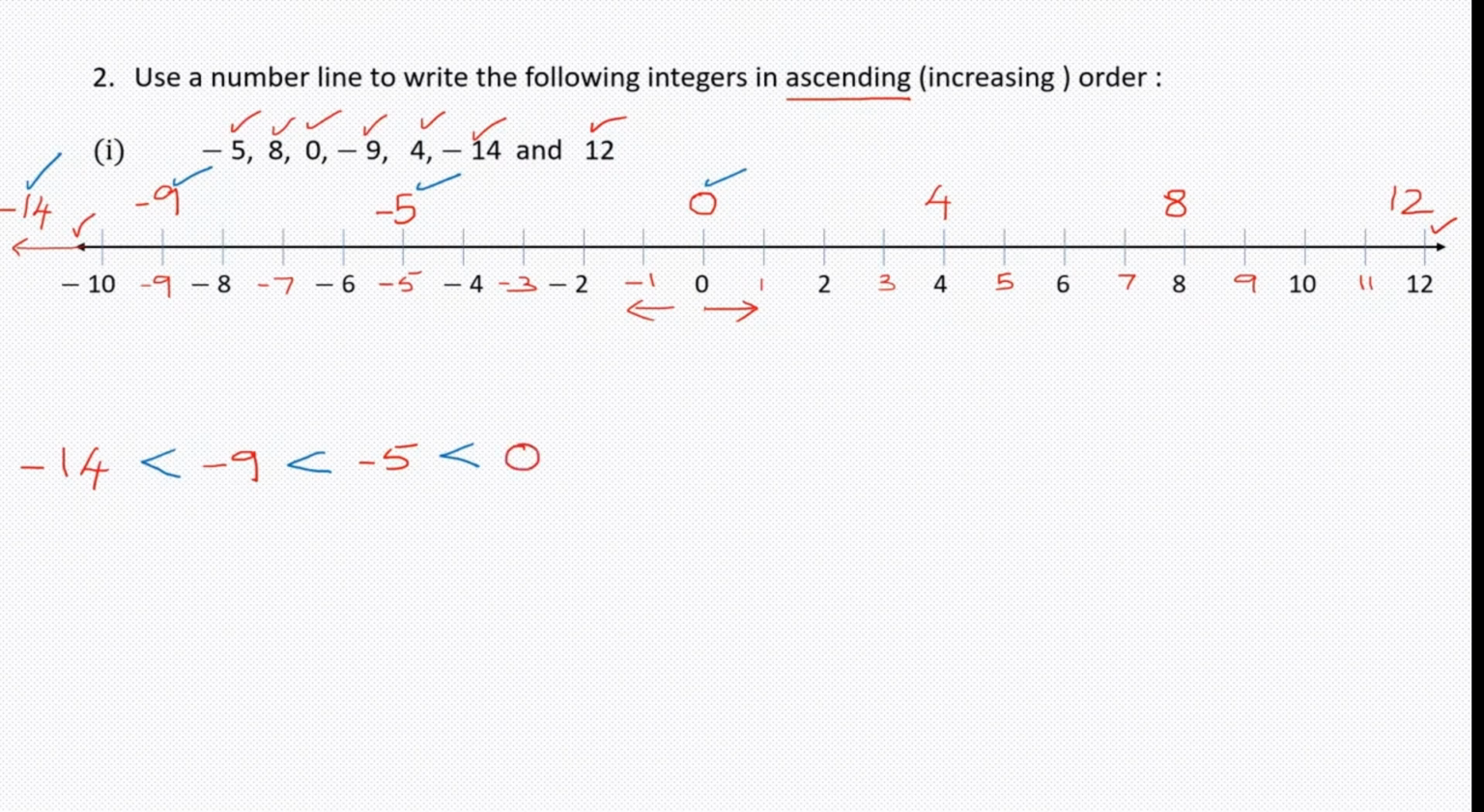And then the next one is 4. So 0 is smaller than 4. Go to the next one, 8. 4 is less than 8. Then I go to the last one, 12, and 8 is smaller than 12. So I've got my answer. All the numbers that I've written here are in ascending order. Let's go to the next one.